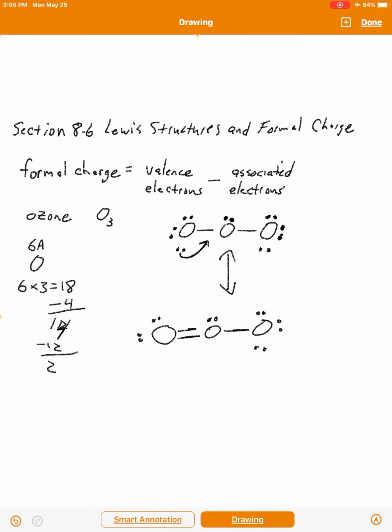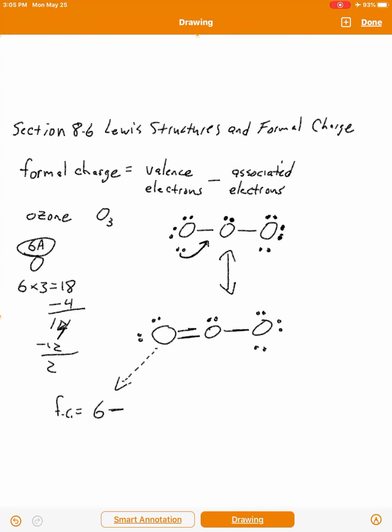So what I'm going to do is run us through a calculation of the formal charge for each oxygen atom. It's valence electrons minus associated electrons. So we do it for each oxygen. Let me draw a little dashed arrow out here to show that I'm going to do this particular atom over here. So the formal charge for that oxygen would be the number of valence electrons. That's 6. You already know that number. It's in group 6A, so it's 6.